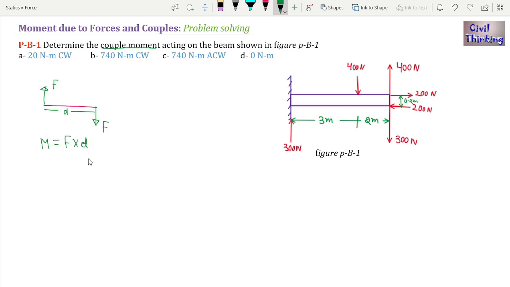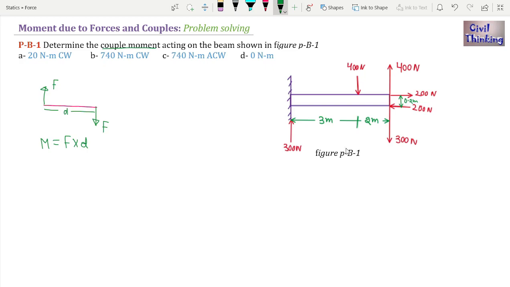Now let's go to the question. As you can see here, let us first see how many couples are here. Now this 400 Newton is downwards, this 400 Newton is upwards, so they make one couple. Now 200 is towards right and this 200 is towards left, and they are separated by 0.2 meters. They make the second couple, and this 300 Newton is upwards, this 300 Newton is downwards. These two make the third couple. They are separated by 3 plus 2 is 5 meters.